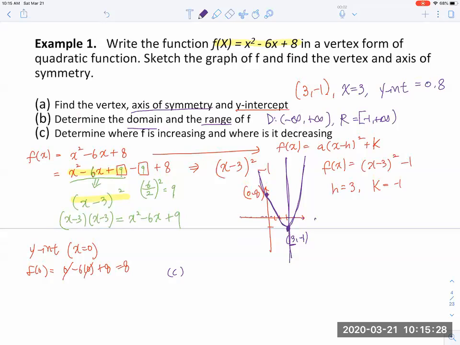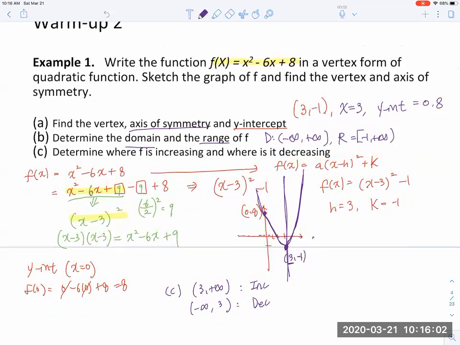And C, determine where f is increasing. So you are going to be increasing from here, but again, 3 is just the minimum point itself. So from 3 to positive infinity, open, you are going to be increasing. Decreasing, you have all the negative numbers up to 3, open parenthesis, decreasing. Again, 3 itself is the minimum, so we don't include it. Okay?